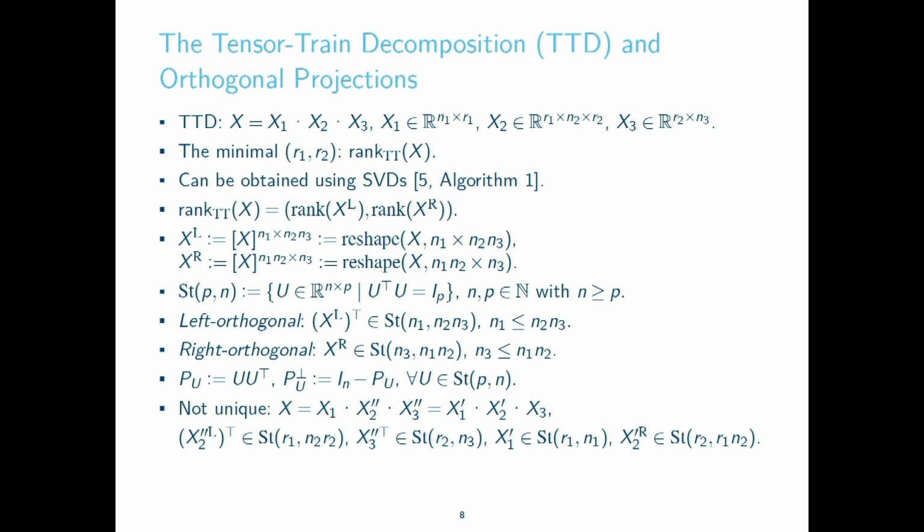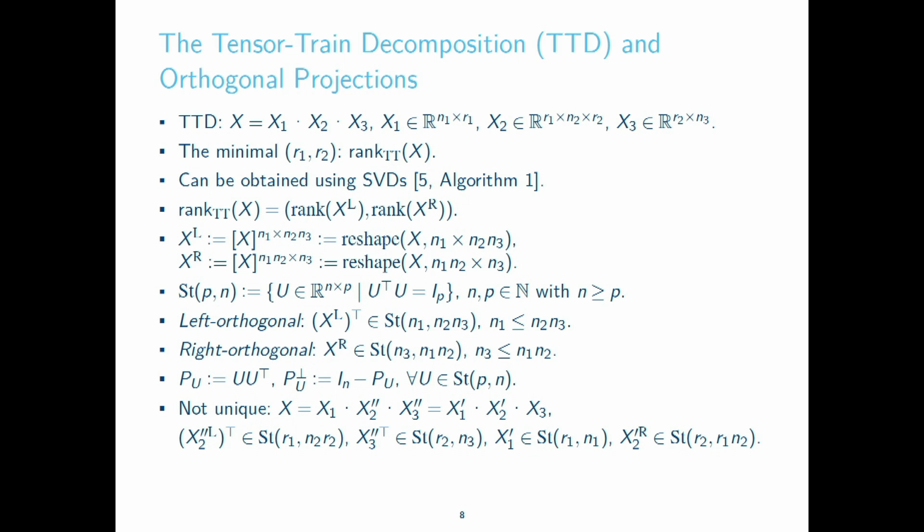When we have the notation of the Stiefel manifolds, we can also say that a tensor is left orthogonal or right orthogonal, respectively, if the left or right unfolding is an element of the following Stiefel manifolds. And we use this notation, P underscore U, to denote the projection matrix onto the range of the orthogonal matrix U. So this will also be important in our proposed method.